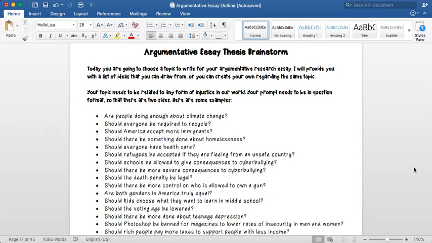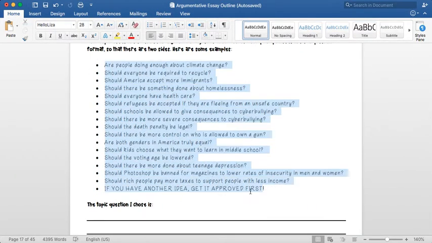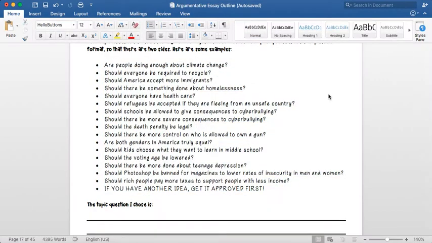So let's read. Today you are going to choose a topic to write for your argumentative research essay. I will provide you with a list of ideas that you can draw from, or you can create your own topic regarding the same idea, so the same injustice prompt. Your topic needs to be related to any form of injustice in our world. Your prompt needs to be in question format so that there are two sides. So here are some examples. You can read through these examples. I've provided quite a bit of examples on here.